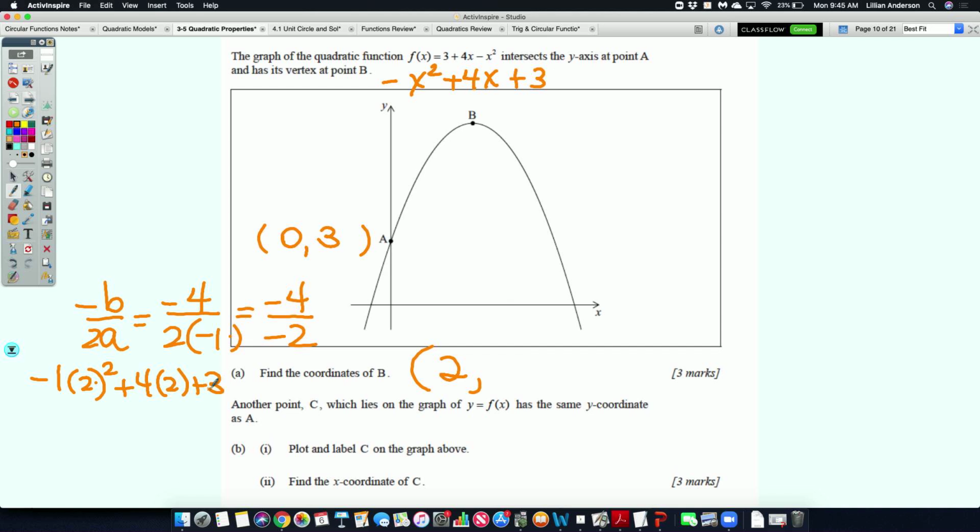What's 2 squared? Times a negative 1. 2 times 4. Plus 3. What is that? 7. So there are my coordinates of B. Questions up to this point? Make sense?